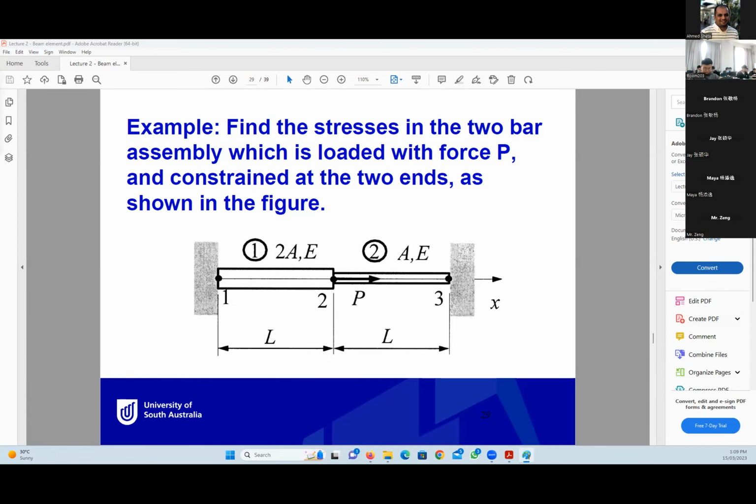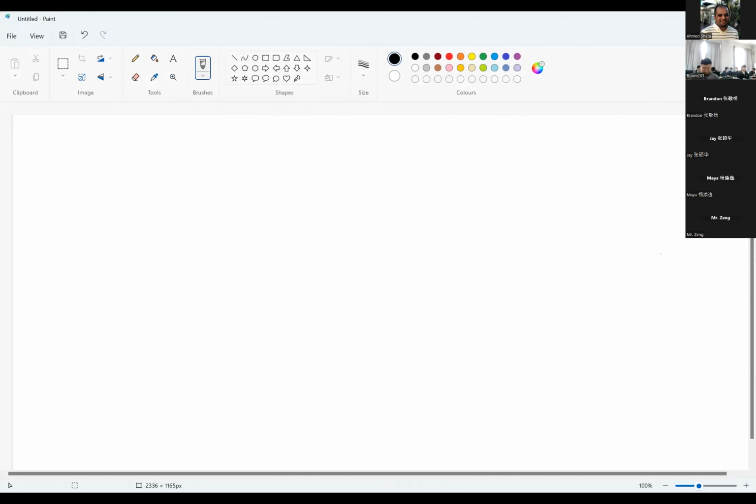So for this bar, as you can see, the bar element has two different shapes, or there is a differentiation in shape at the middle, so we cannot model it as one element. Because the shape changes through the element, we need to model it in two parts. Okay. Now I will share paint with you.